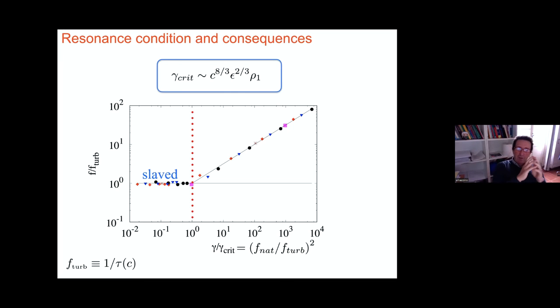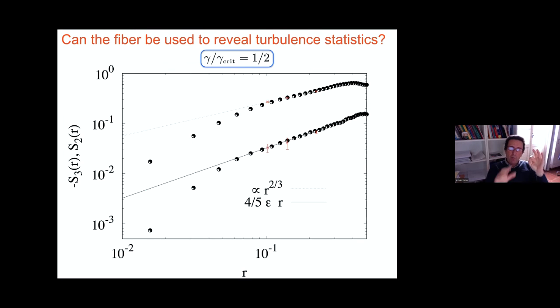Let me try to answer also the second part of the question. Imagine we are here, where gamma, for instance, is about one half of the critical value of gamma. That means within the plateau. And here we ask whether or not we can use the fiber as a proxy also in relation to the spatial properties of the turbulent field.